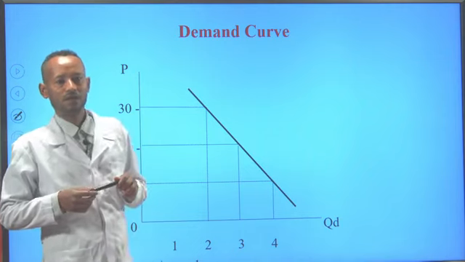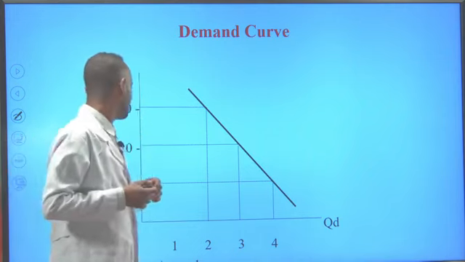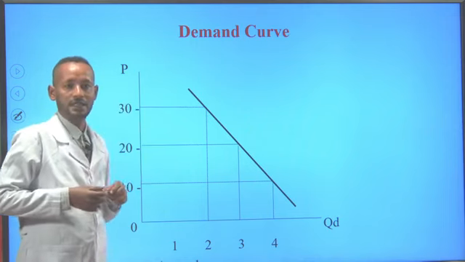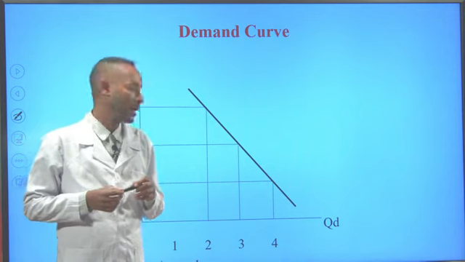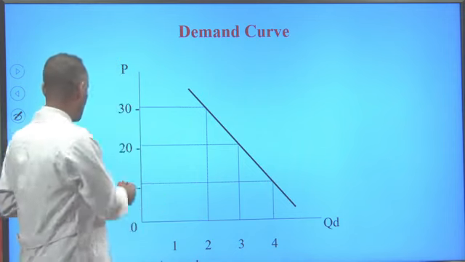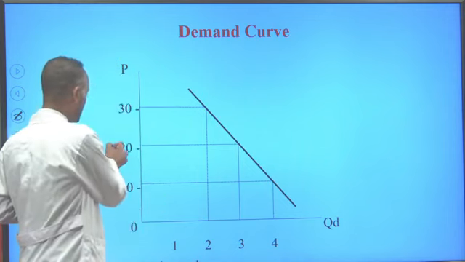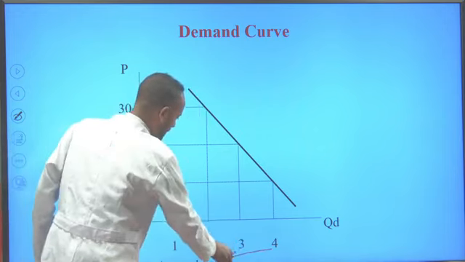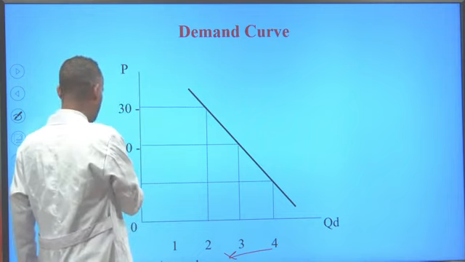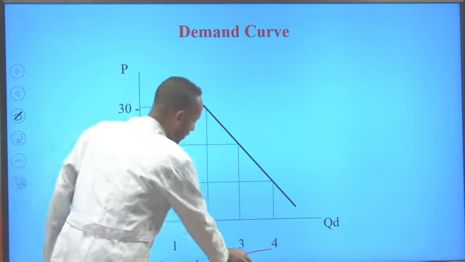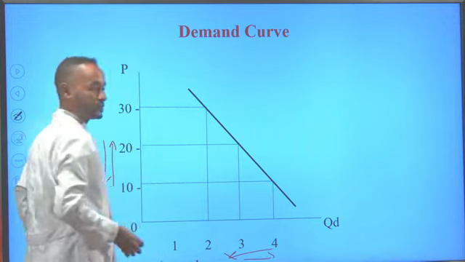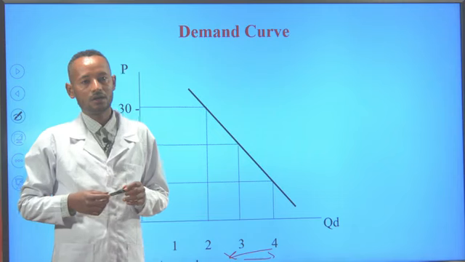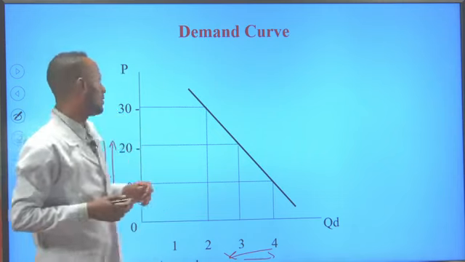The slope of the demand curve is negative because there is an inverse relationship between the two variables entered in the x and y axes. That means as the price of a kilogram of orange increases, the quantity demanded for orange will decline, and as the price of a kilogram of orange decreases, the quantity demanded for orange will increase. So due to this inverse relationship between price and quantity demanded, the slope of the demand curve is always negative.